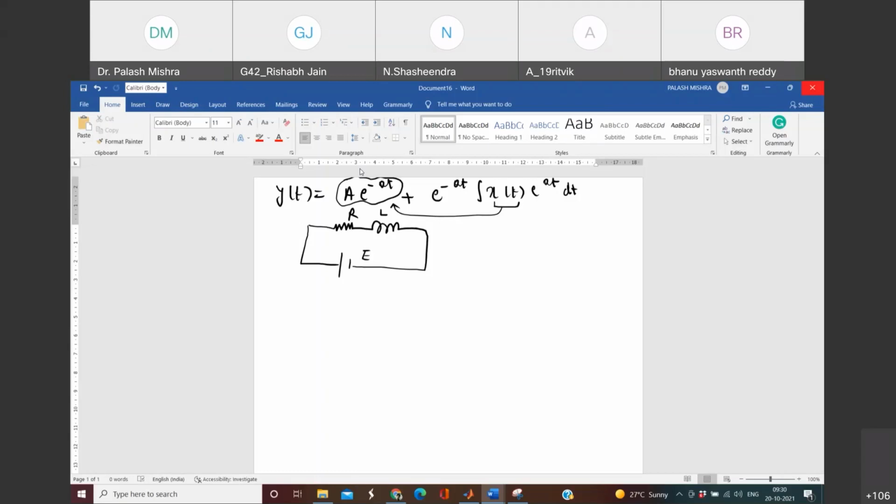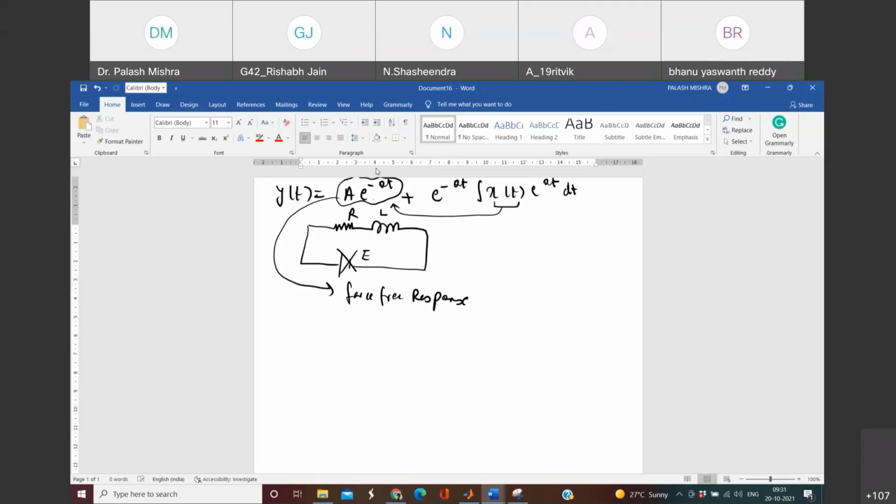So this kind of response of the system is basically an addition of two things. First will be the force-free response. What does it mean? Even if that battery was not there, this system would have responded in some manner, and the output is given by A e to the power of minus at.